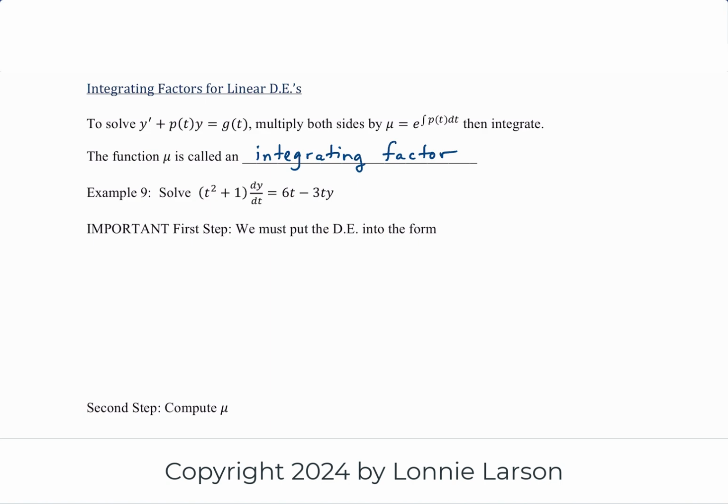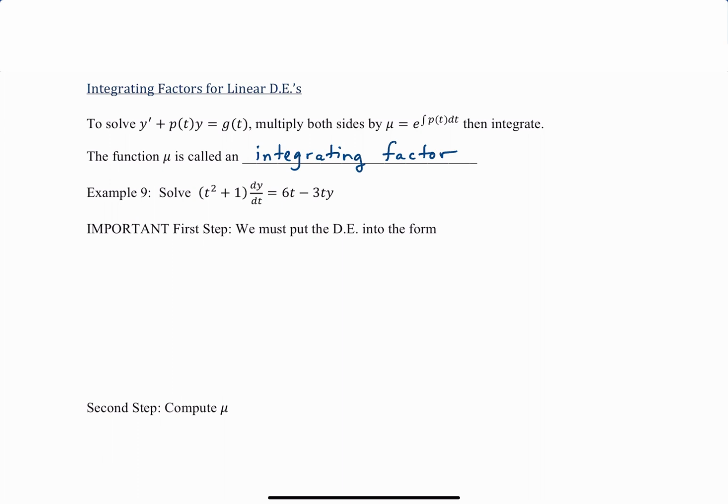Let's see step by step how to use the integrating factor. Solve (t squared plus 1) dy/dt equals 6t minus 3ty.